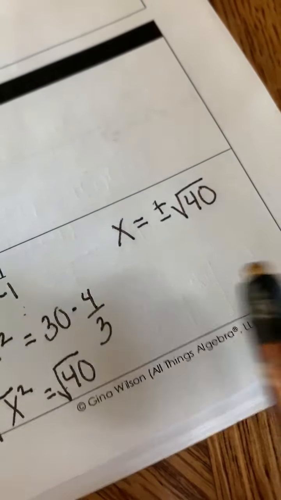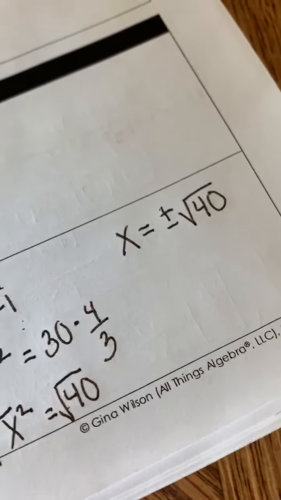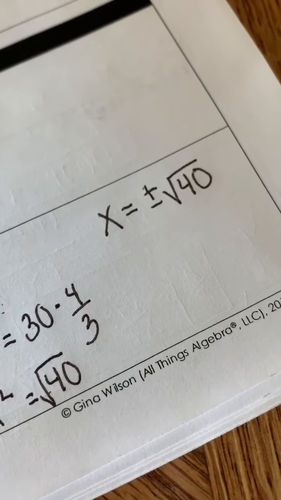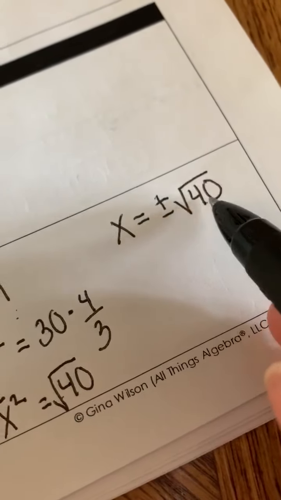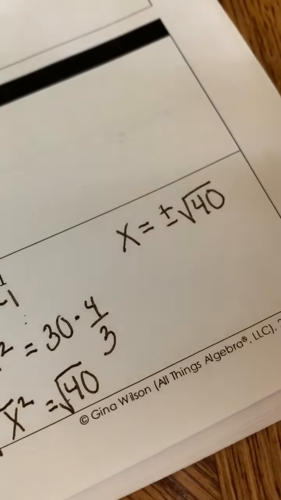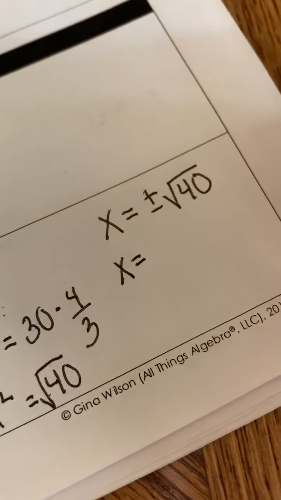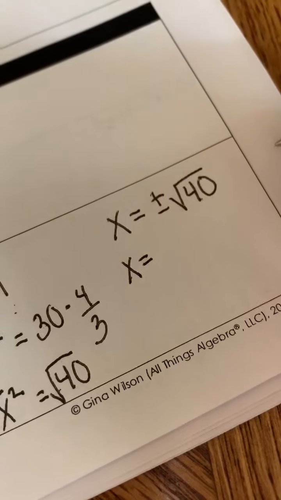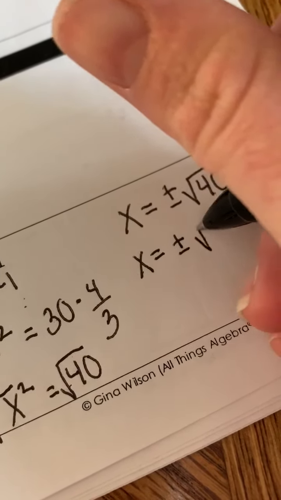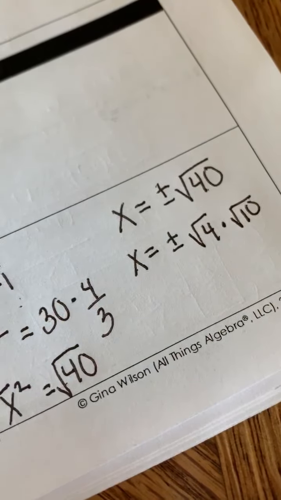Okay, and I have not taught you guys how to simplify radicals yet, but I want to show you just because for this problem I do have more room on my paper, so why not? All right, so we want to break 40 down into perfect squares. So are there any numbers that are perfect squares that go into 40? 2 is not a perfect square. 4 is a perfect square. So we can rewrite the square root of 40 as the square root of 4 times the square root of 10. That's totally legal in the math world.